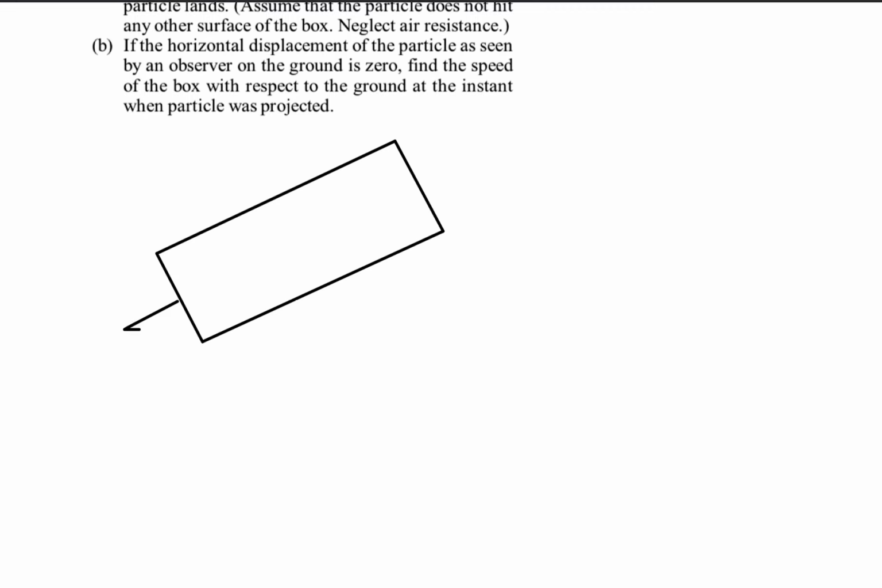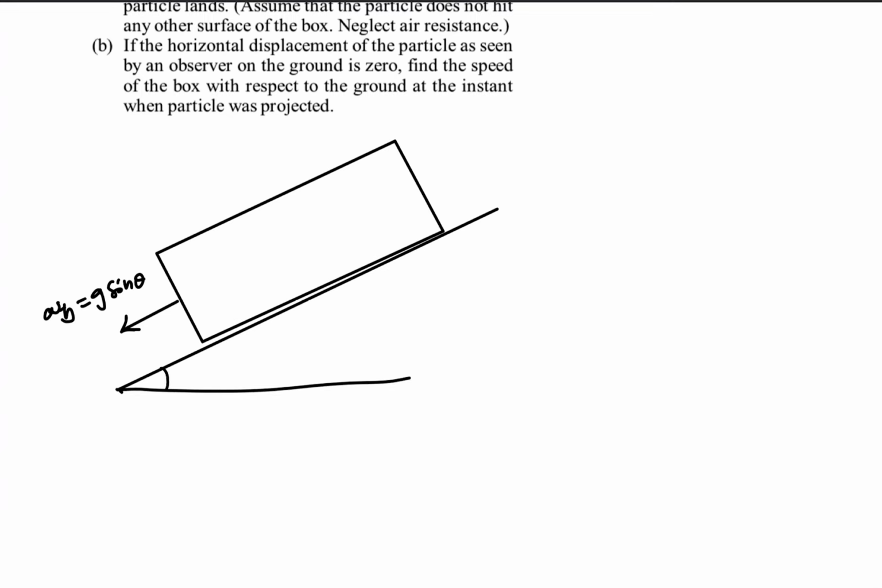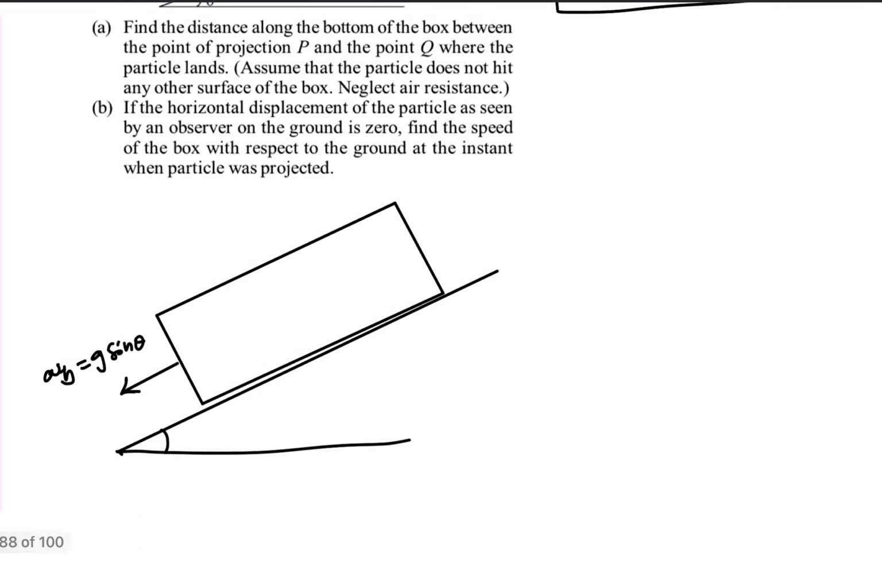This box is moving in the downward direction. You can see the acceleration of the box is equal to g sin theta, as it is moving downward. Now it is given that the inclination is theta.